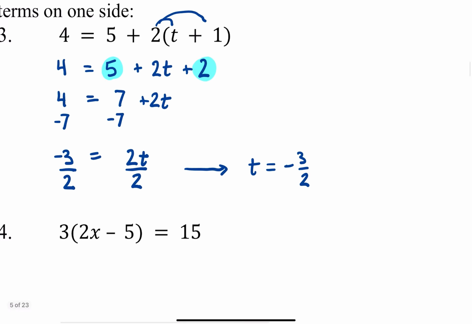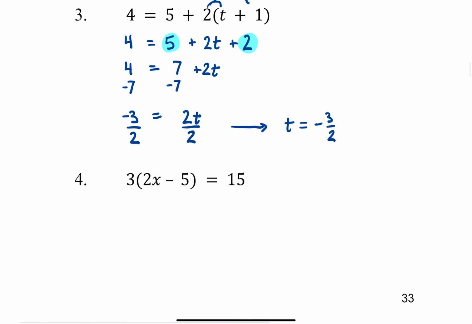All right. Number 4 is very similar to the one we just did, except for solving for x. I would encourage you to pause and try it first.